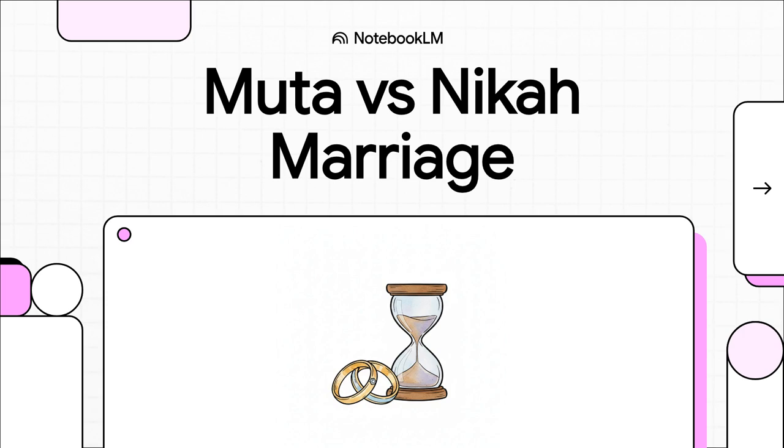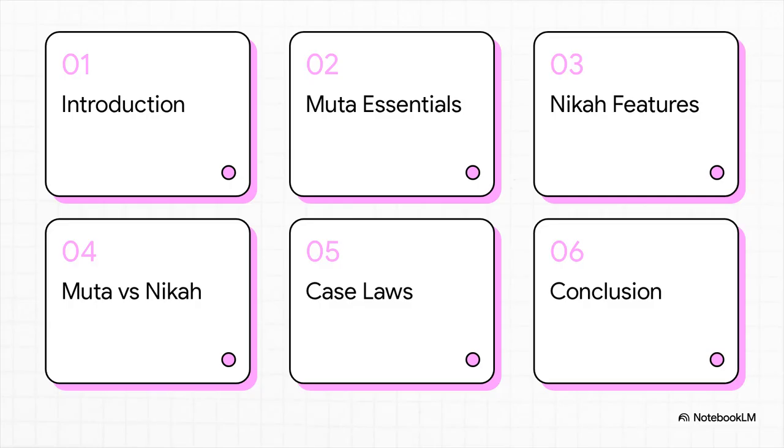Let's get started. Right. I want you to take down this exact synopsis. 1. Introduction to Muslim marriages. 2. Muta marriage essential elements. 3. Features of permanent nikah. 4. Muta and nikah distinction. 5. Landmark case laws. And 6. Evaluation and final conclusion. Listen to me. You must draw this exact table of contents on the very first page of your answer booklet. It signals a disciplined legal mind to your evaluator.